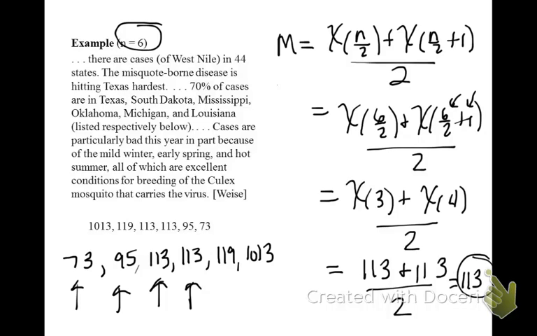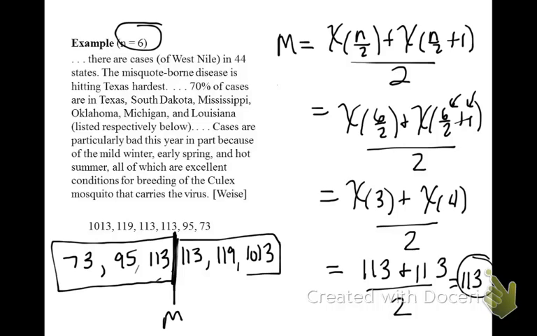So step 1, find the median, is complete. Step 2, break your data set up around the median. Here we averaged these two numbers, so our median fell in between these two values. And box off the data set below the median and the data set above the median.